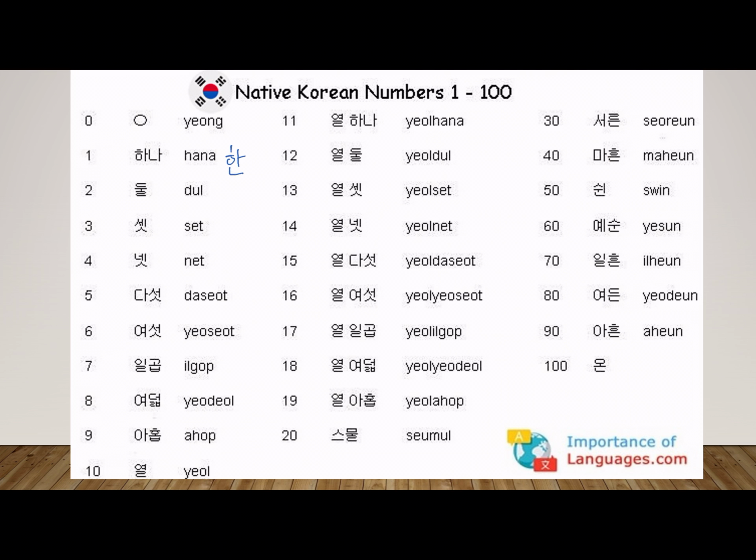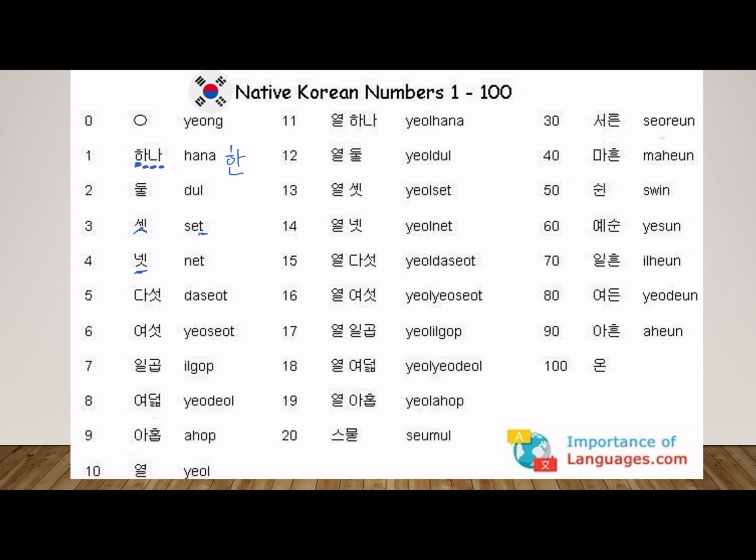2 is dul. And then 3 is set. The batchim for set is the siot, and when it's by itself, it makes a T sound, so set. Same with net for 4. So hana, dul, set, net.